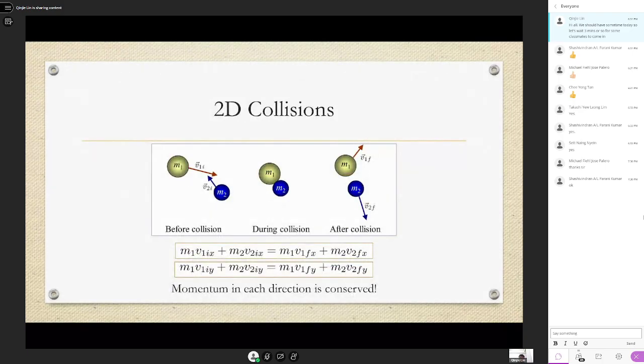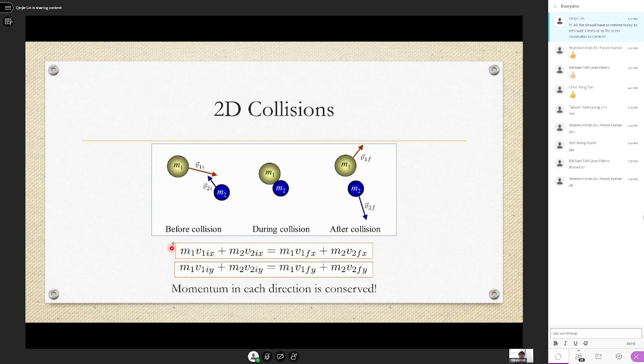Yeah, so that is 1D collision. How about 2D collisions? Like many other topics, after we study 1D, we move into 2D and 3D, right? Fortunately, 2D works about the same as how we would do our kinematics and forces.